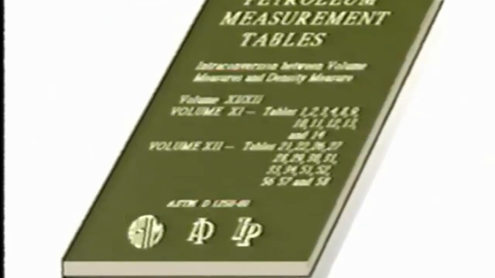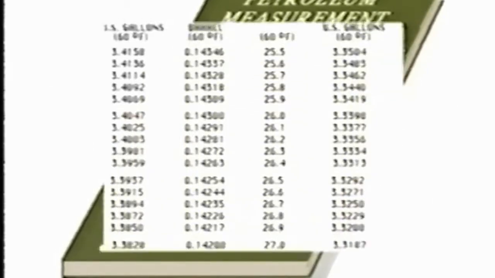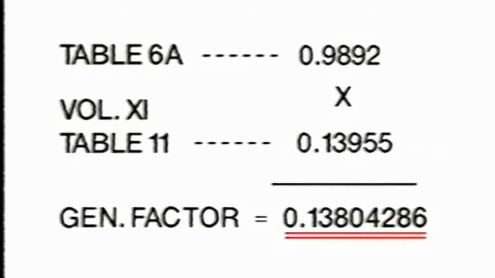Next, use volume 11 and 12. In table 11, you will find a column long tons per barrel at 60 degrees Fahrenheit. Against API 26.8, you'll find the factor 0.13955. Multiply the two factors found, and you will get a general factor of 0.13804286.